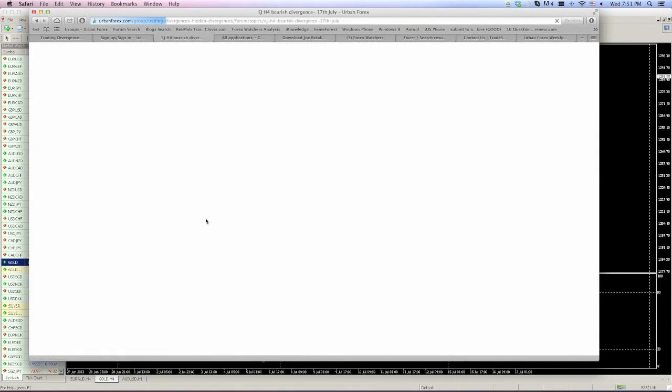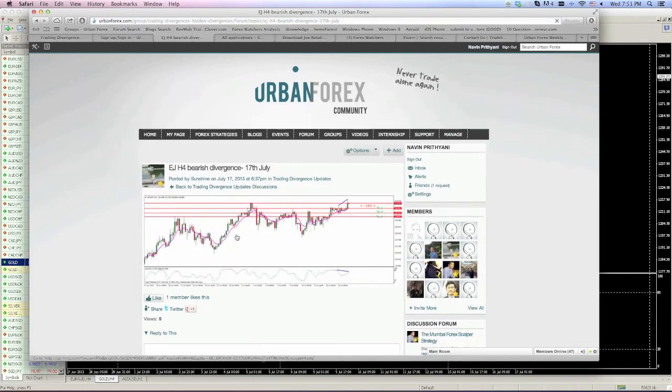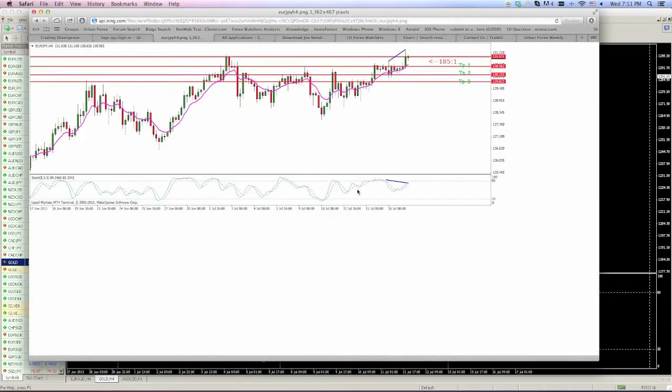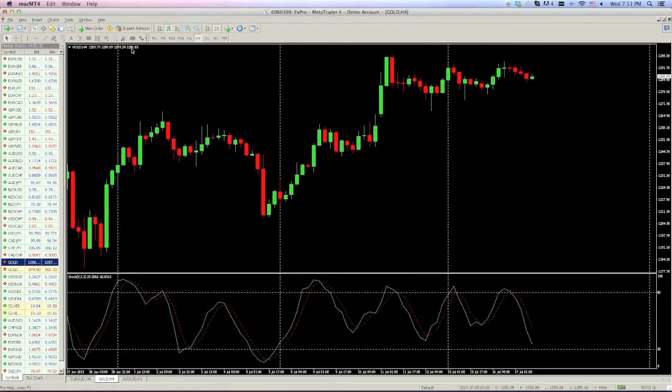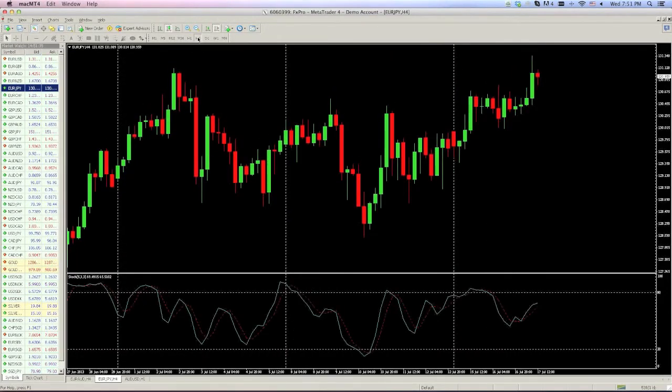Okay, about an hour ago, Sunshine had posted this image here on Euro Yen 4 hours. That was in play right now. Okay, take a look at this.